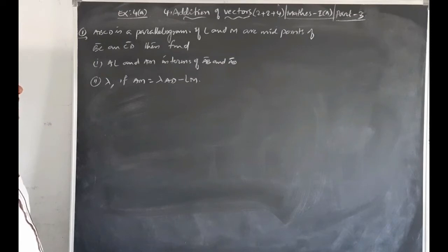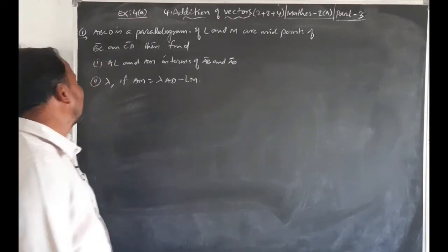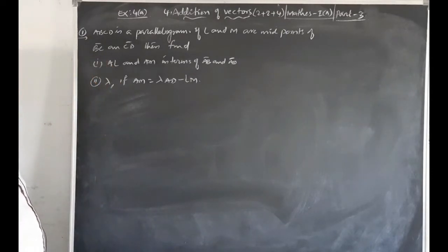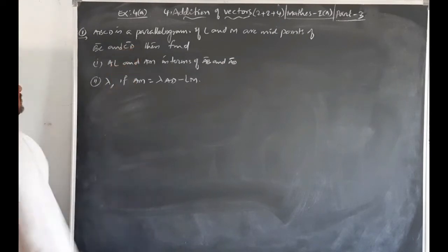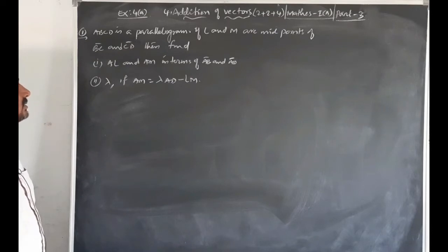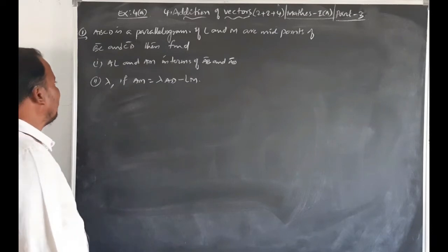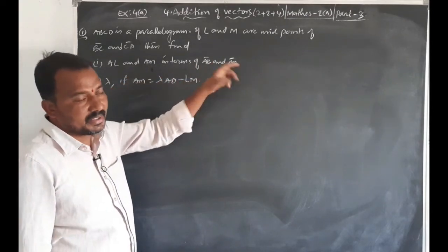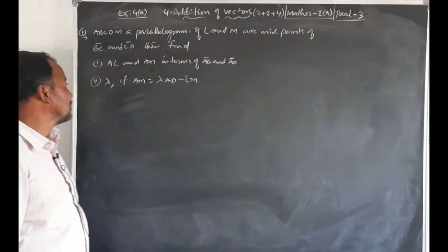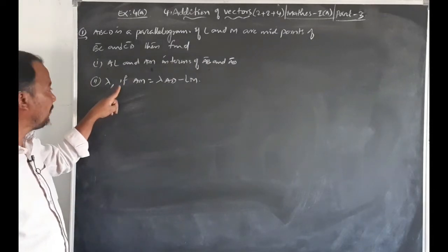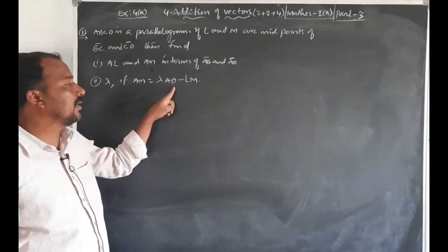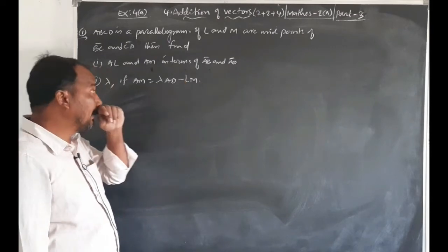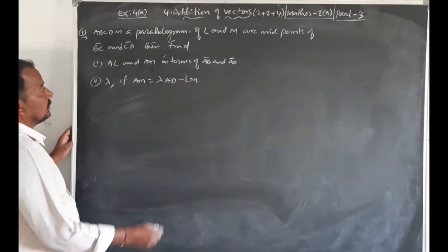If L and M are midpoints of BC and CD, then find the value of AL and AM in terms of AB and AD. First question. Second question, find lambda if AM equals lambda AD minus LM.